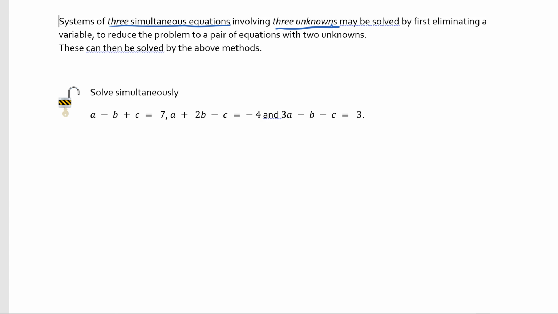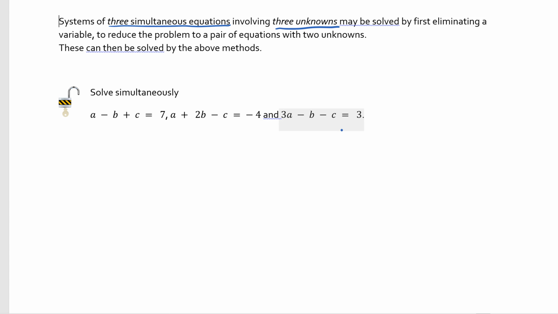What we have to do here is to take our 3 equations 2 at a time to eliminate one of the variables, and then we just work with those 2 equations, solve them as we did up above, and then come back and find the 3rd variable.